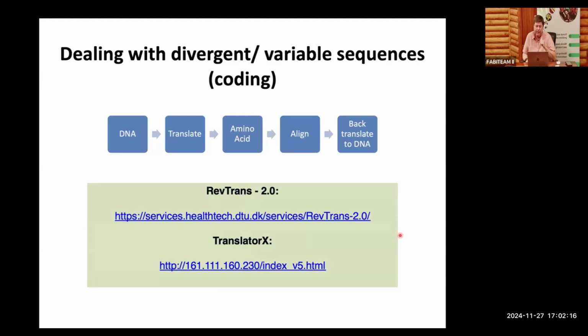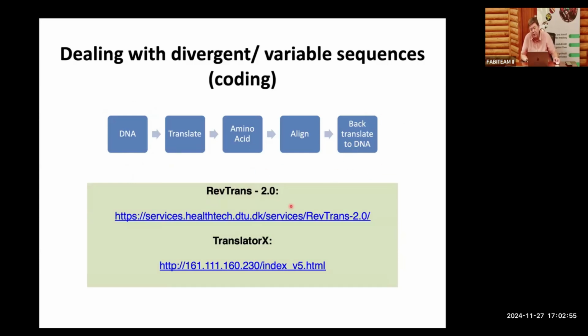That is when we have very divergent, really variable sequences, but it's coding sequence. We can take our DNA, translate it into amino acid sequence, align it, and then back translate to DNA. Doing an alignment on amino acid sequence is much easier and gives you a much better alignment because of the redundancy of the code. And then this will yield a much better alignment with higher confidence, talking about the DNA again, after you've back translated it.